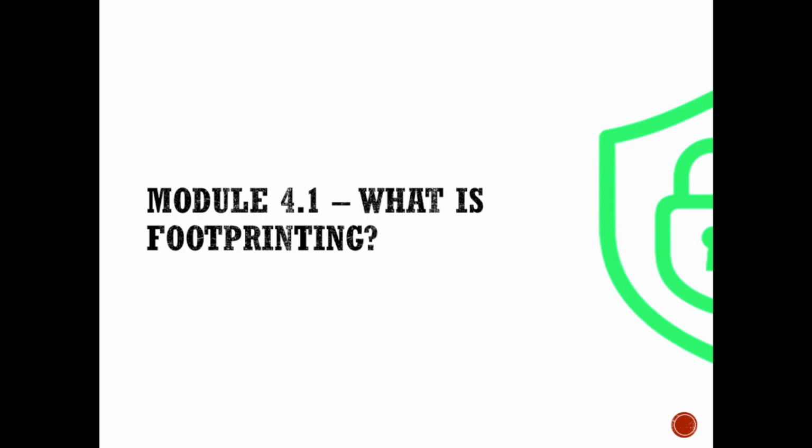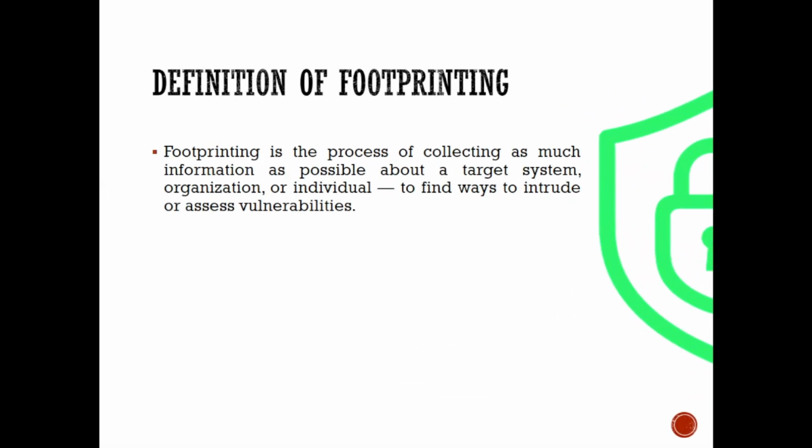Definition of footprinting. Footprinting is the process of collecting as much information as possible about a target system, organization, or individual to find ways to intrude or assess vulnerabilities. This information can include domain names and IP addresses, employee names and emails, server locations and technologies used, social media accounts, open ports and services, file metadata, and more.